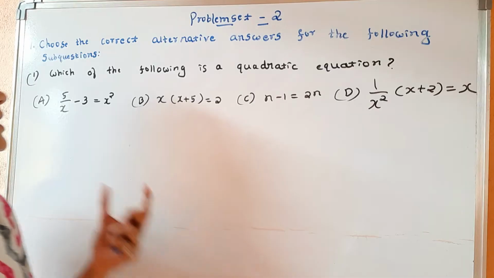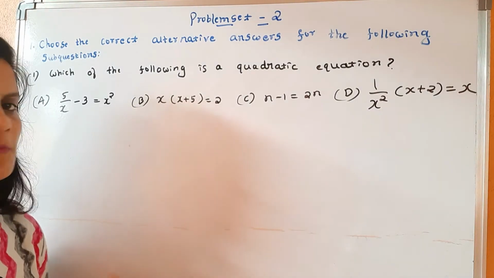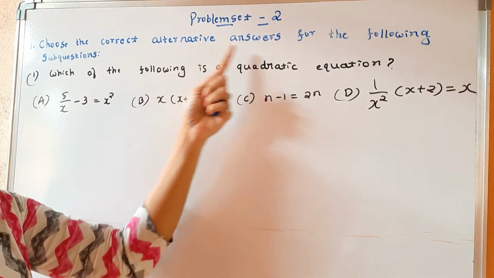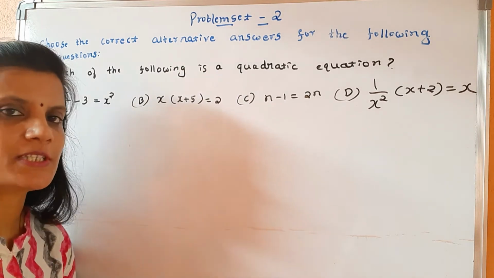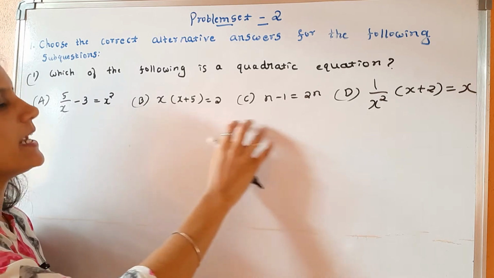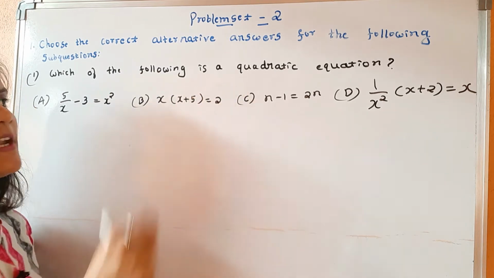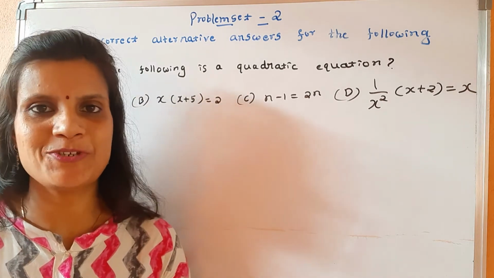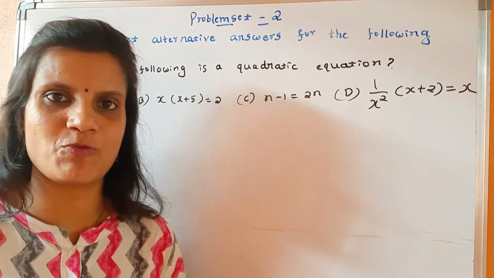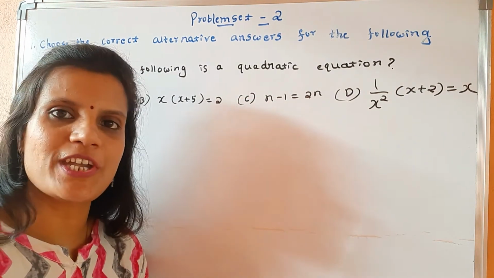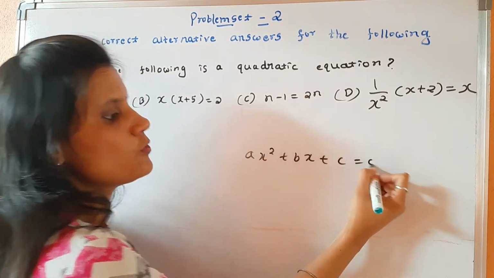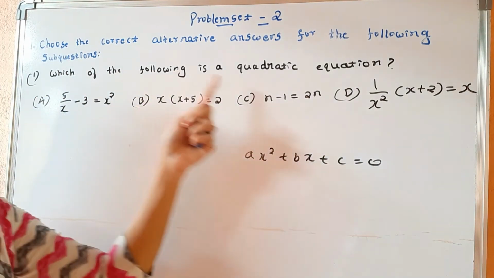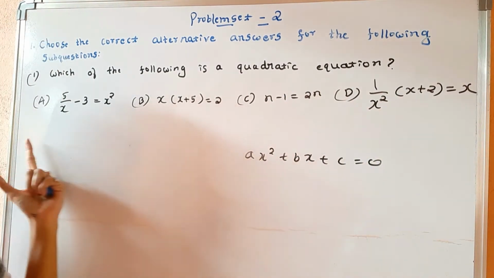So let's start. Students, our first question in the problem set is: choose the correct alternative answers for the following sub questions. We have MCQ questions. They have given the 4 options and they are asked which of the following is a quadratic equation. You all know, my dear students, the general form of a quadratic equation. What is the general form of a quadratic equation? ax square plus bx plus c is equal to 0.